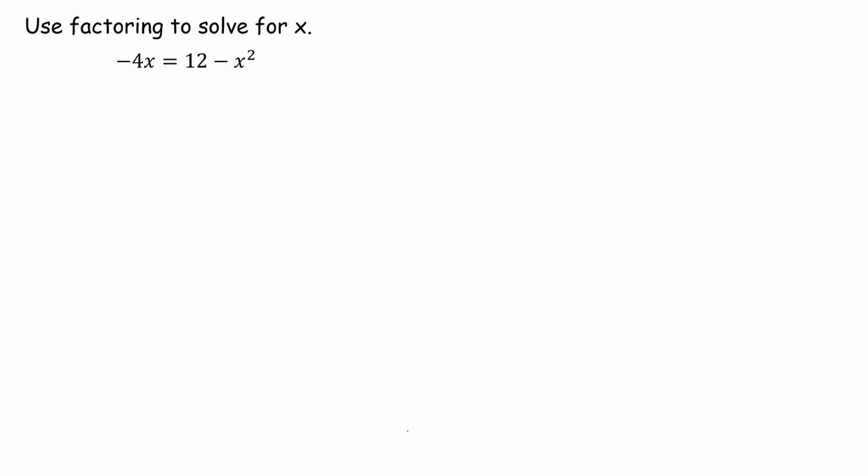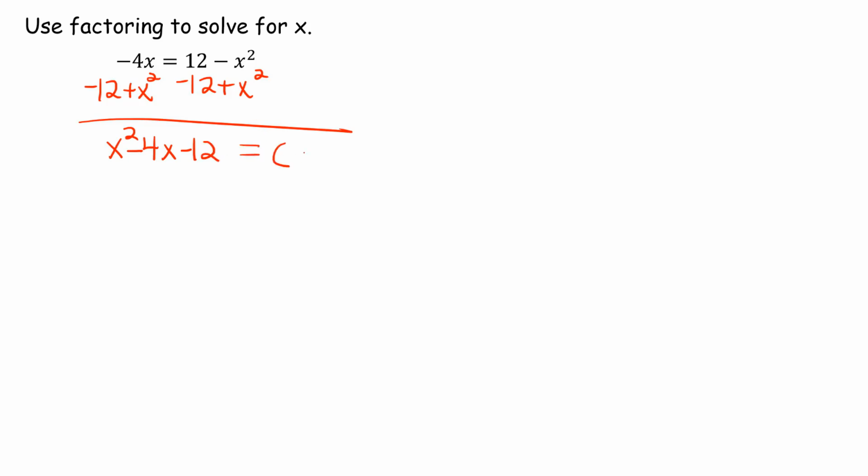Now I'm going to use factoring to solve for x. The only way to use factoring to solve is to use the zero factor theorem. And the zero factor theorem only works when you have something that equals 0, which means I need to get everything on one side of the equation and have 0 on the other side. So I'm going to subtract 12 and add x squared on both sides. So minus 12 plus x squared. And so on the left side, I'm going to have x squared minus 4x minus 12. And on the right side, I will have 0.